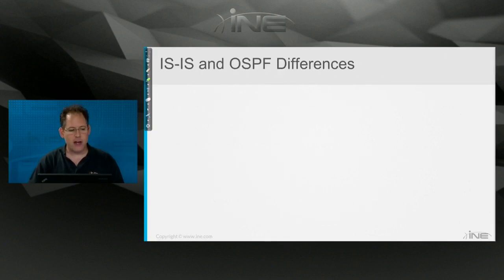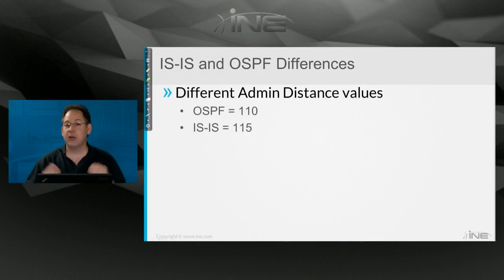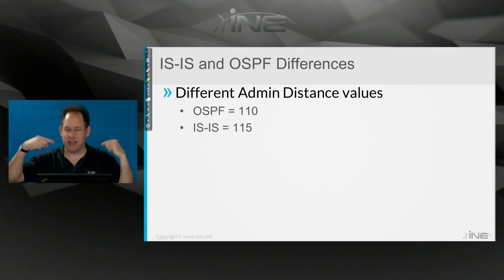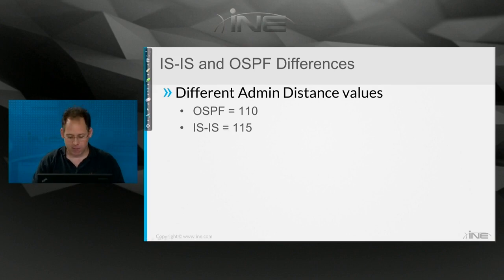Now there are quite a few differences between ISIS and OSPF, just some high-level differences here. The administrative distance values are different, right? So you can see here OSPF is actually preferred by Cisco routers. So if you receive an OSPF route and an ISIS route for the exact same prefix, the router will always prefer the OSPF route. Of course, that's configurable. You can change that if you want to.